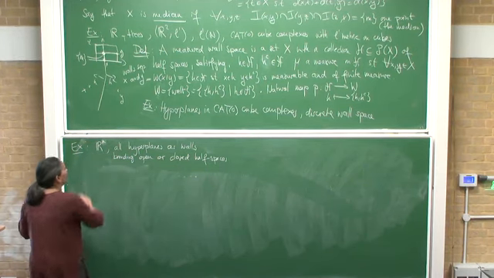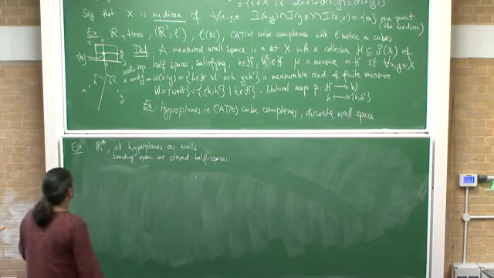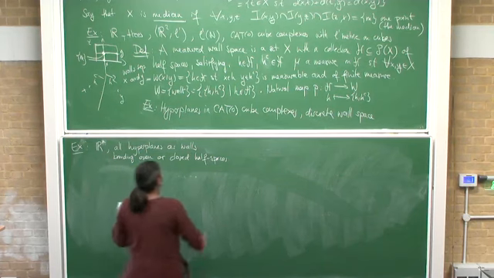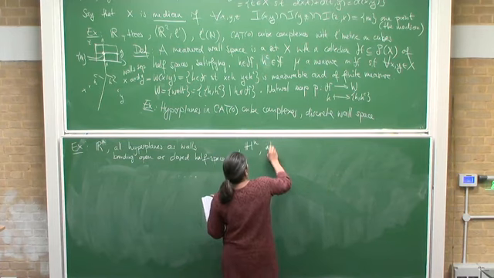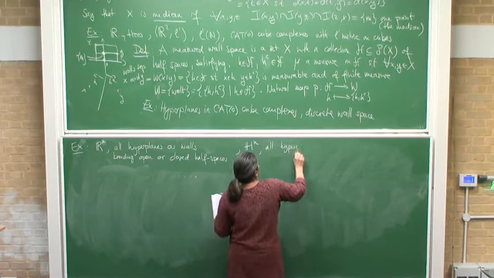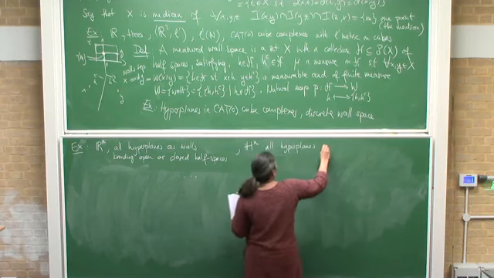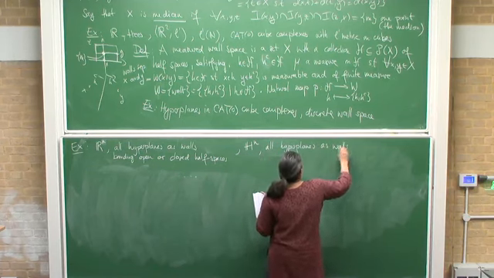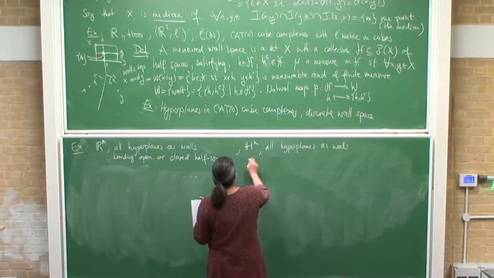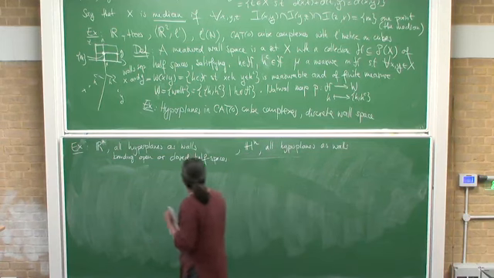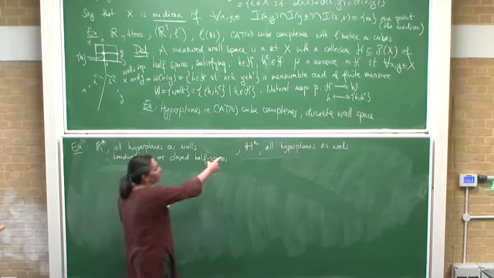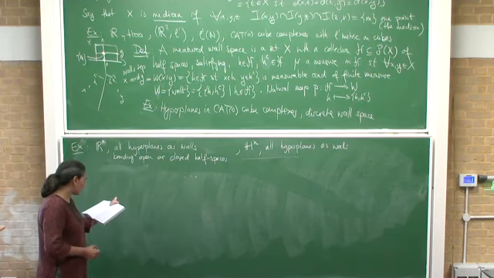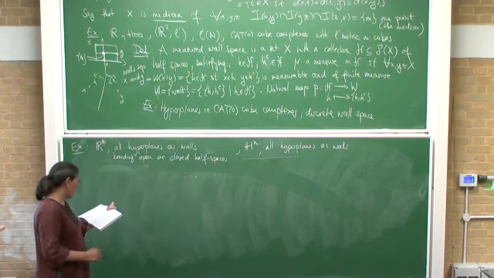Okay, great. So this is an example, and another example is H^n, again with all hyperplanes as walls, and the same, bounding open or closed half spaces. And again, we have to think a little bit why that admits an SO(n,1)-invariant measure. But that can be done.